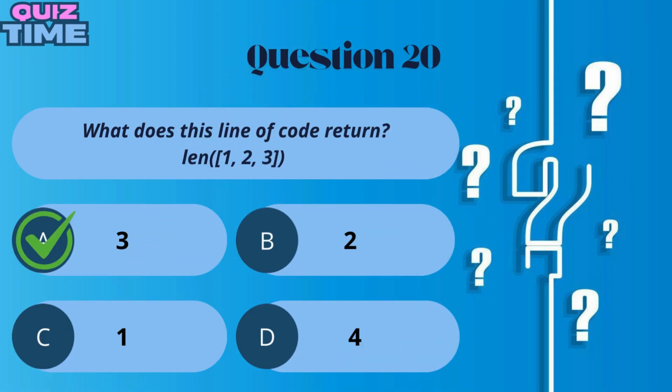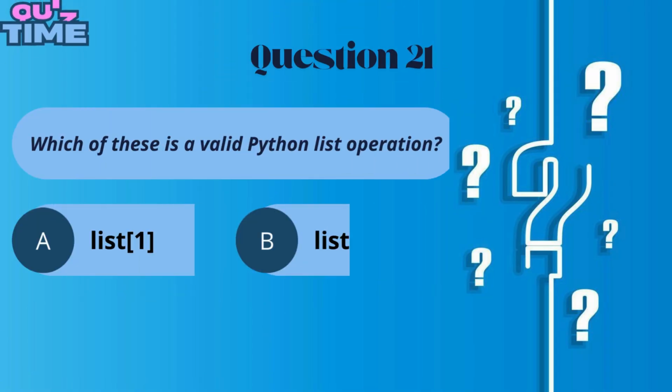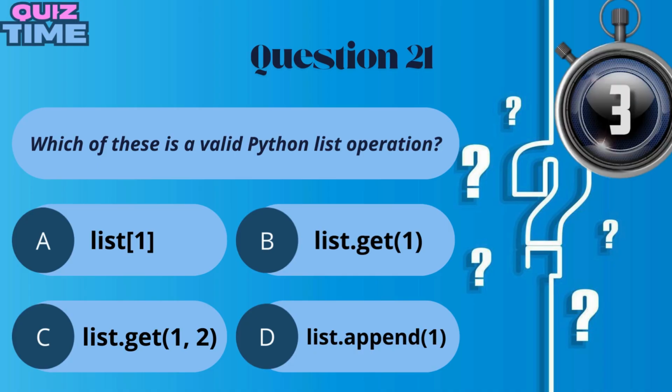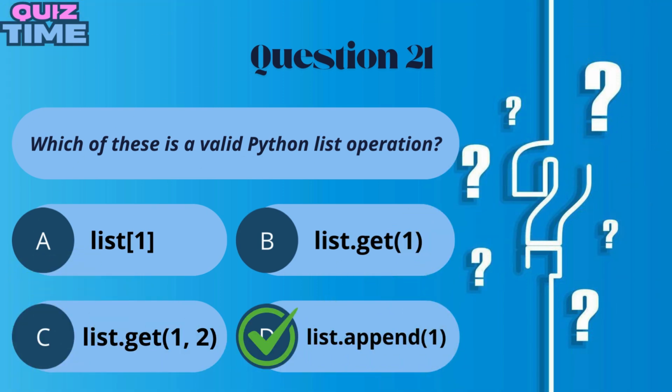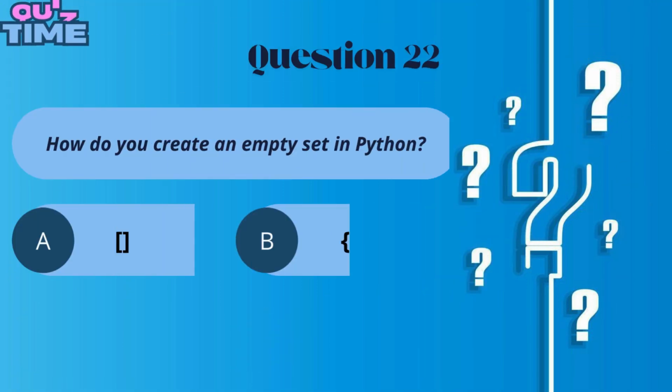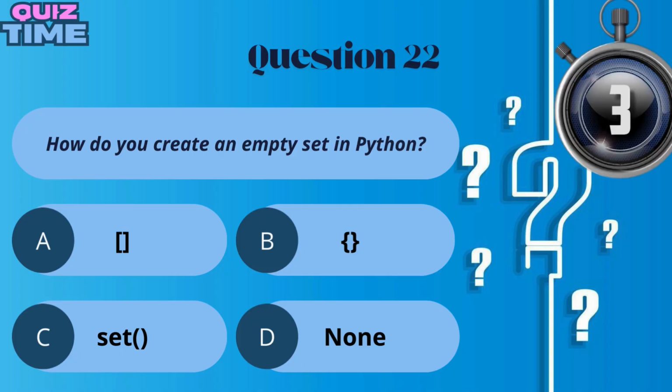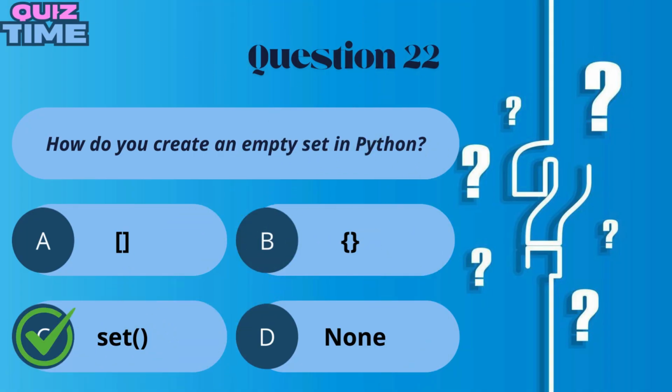The correct answer is A. 3. Question 21. Which of these is a valid Python list operation? The correct answer is D. List.append(1). Question 22. How do you create an empty set in Python? The correct answer is C.